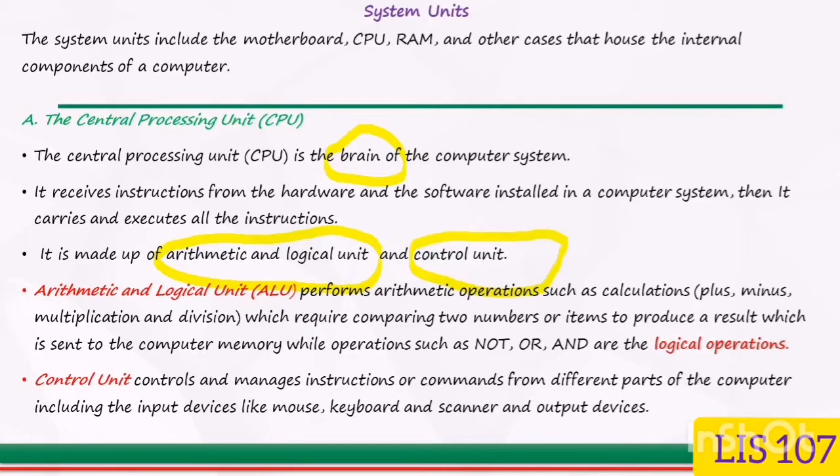It's made up of two units. The first one is the arithmetic and the logical unit. We have the arithmetic and the logical units, and we also have the control unit. Now, what the arithmetic and the logical unit does is that it performs arithmetic operations, such as calculations. You want to do your minuses, your multiplications, as long as calculations that require two numbers, comparing two numbers to produce the result. That is what the arithmetic unit does.